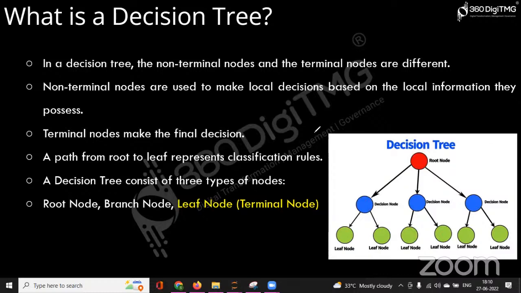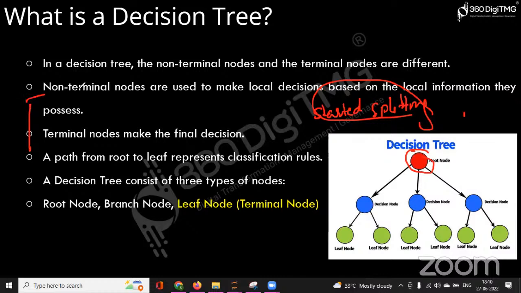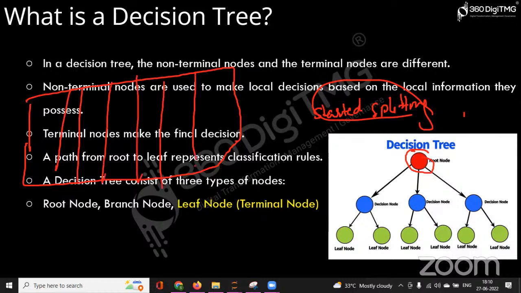So this is the root node. Root node means wherever you have started splitting. So how do we select which node I have to consider? In a data frame, you will be having so many inputs. Let's say it is x1, x2, x3, x4, x5, x6, and it is y.